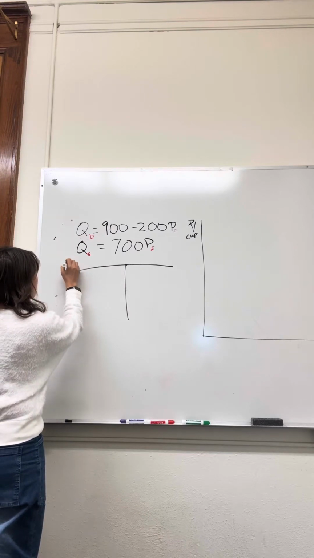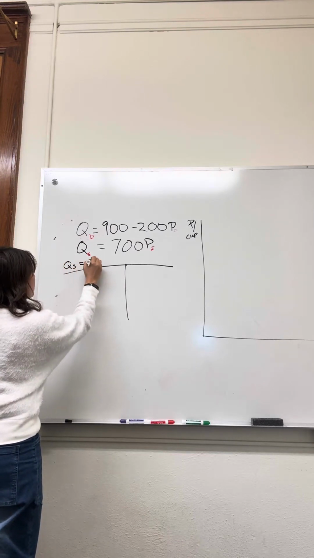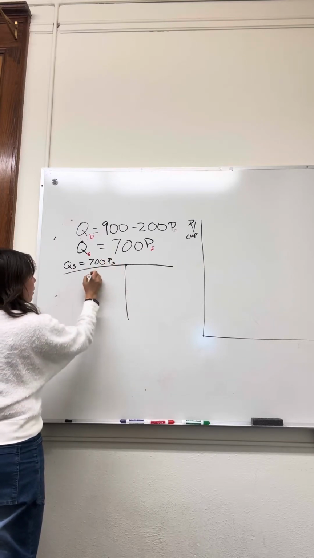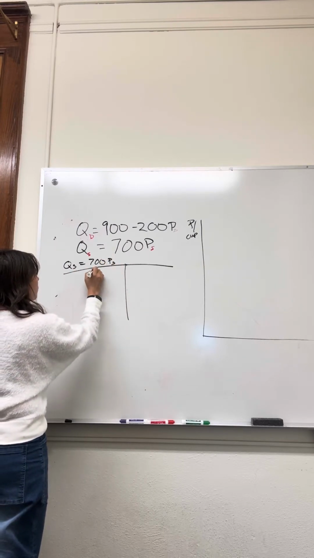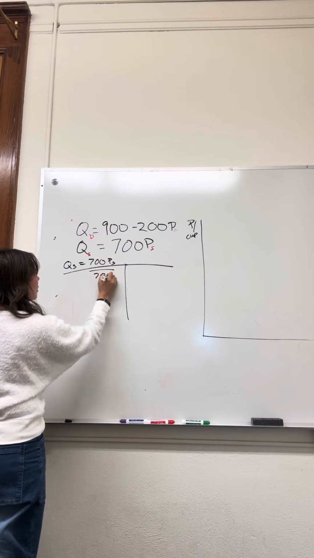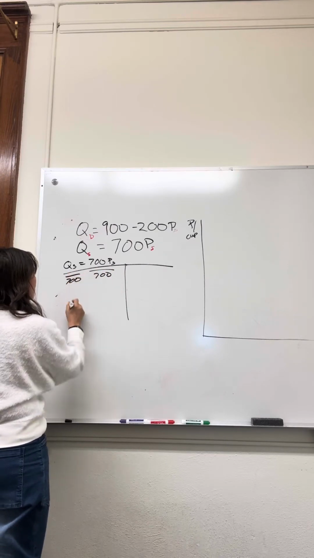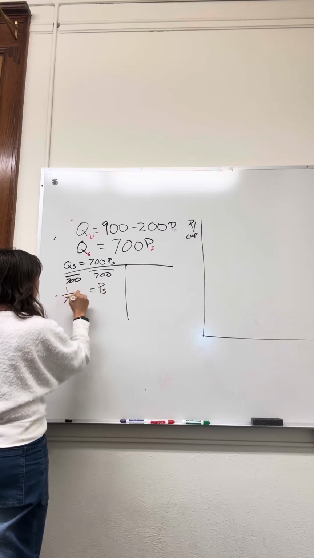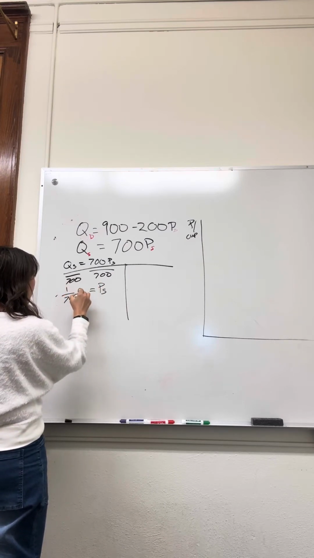let's do QS equals 700 times PS first. So I'm going to divide both sides by 700. And I get PS equal to 1 over 700 QS.